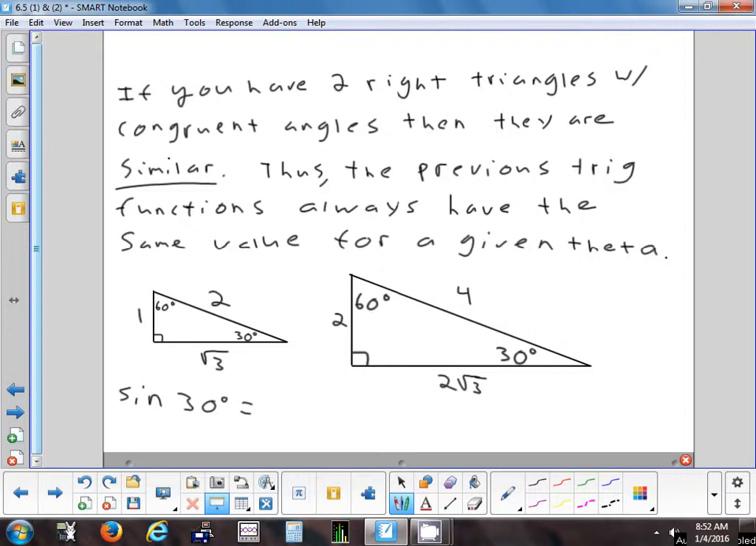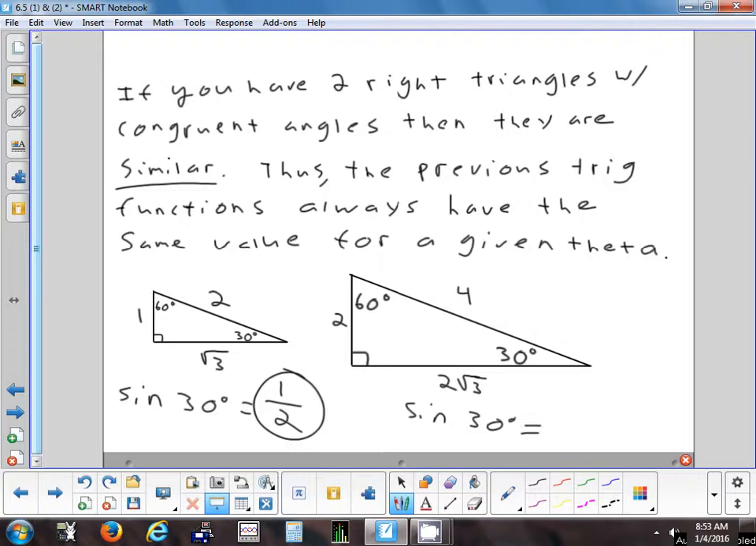What 2 sides do we use? Opposite and hypotenuse. Yep. What side is opposite to 30? 1. And what's the hypotenuse? 2. That's it. That's the sine of 30, 1/2. Okay. Now let's do it in the big triangle.